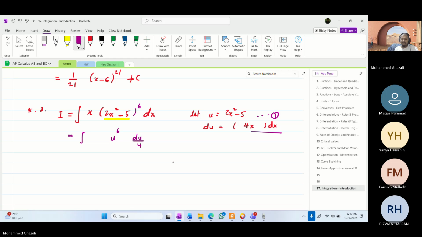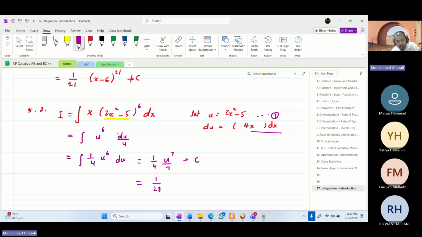Remember, this is equation 2. You need to substitute both equations inside the integral. You see this quarter over here, du over 4. You can take it out of the integral or keep it inside, it doesn't matter. So I've got a quarter u to the power 6 du. Simplify this, leaving the quarter as it is: u to the power 7 over 7 plus c. 4 times 7 is 28, so you get 1 over 28. What's u? 2x squared minus 5, to the power 7.